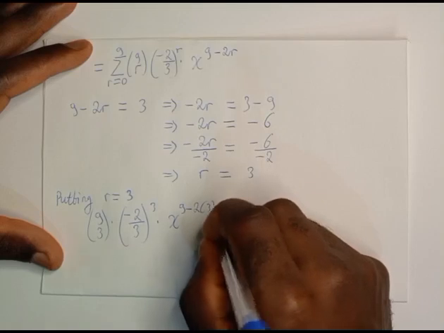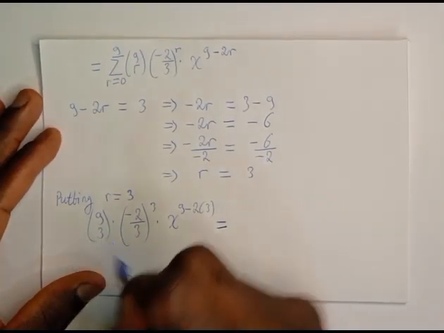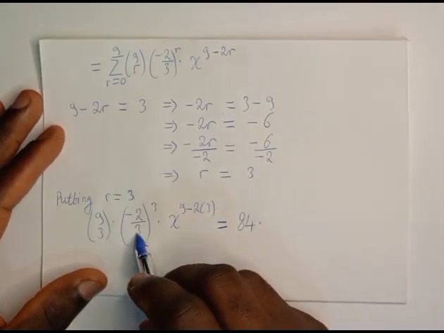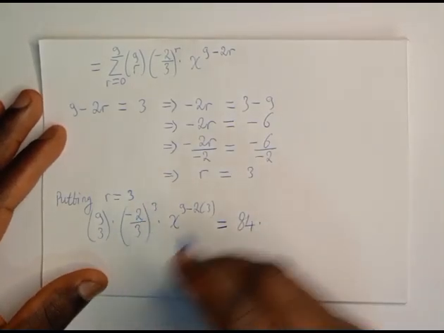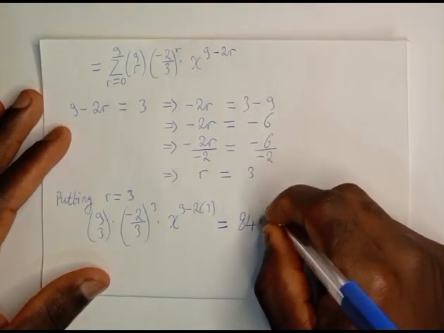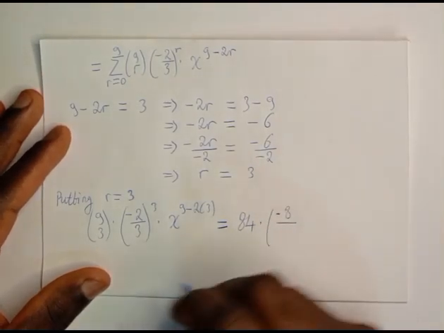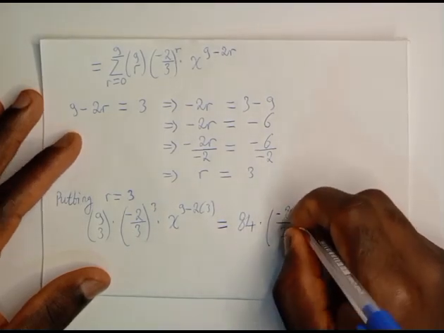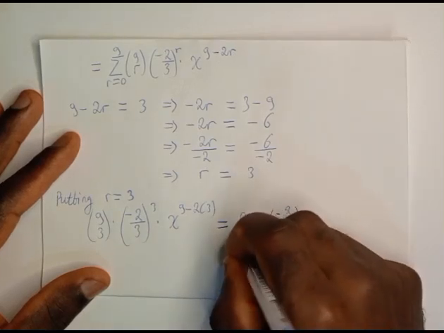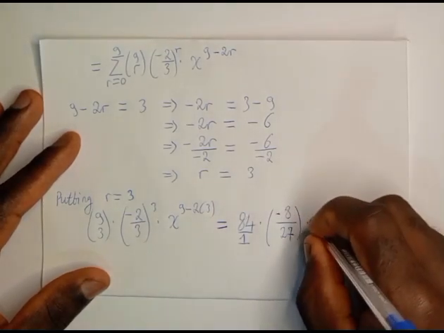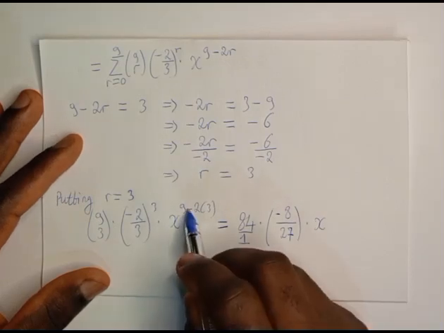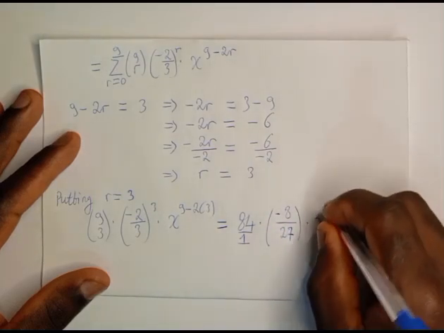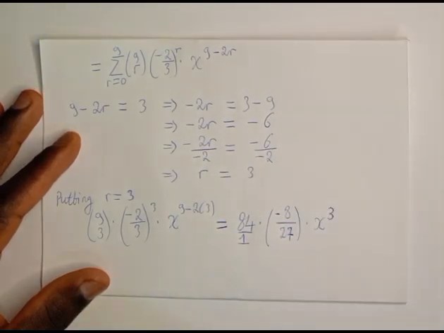And this will simply be equal to 9 combination 3, which gives us 84, times negative 2 on 3 cubed. Negative 2 cubed gives us negative 8 all over 3 cubed, which gives us 27. And express 84 as 84 over 1 times x raised to the power 9 minus 2 times 3. 2 times 3 gives us 6, 9 minus 6 gives us 3. x cubed. This is the term in x cubed.